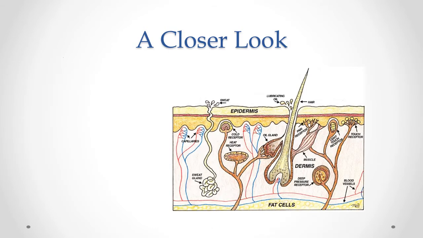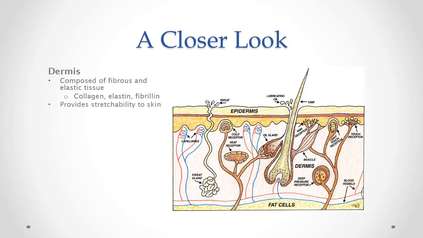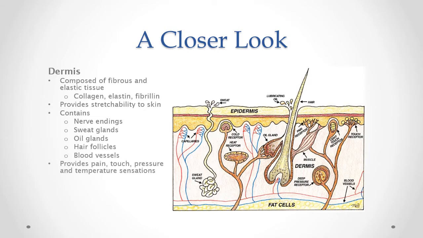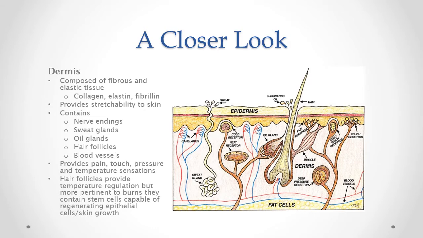to infection. So let's take a closer look at the dermis, that middle layer of our skin, right? It is composed of fibrous and elastic tissue, primarily collagen, elastin, and fibrillin. It provides stretchability to the skin. As we age, of course, we lose collagen and elastin, which makes our skin even stretchier. And it contains nerve endings, sweat glands, oil glands, hair follicles, blood vessels, and it provides pain, touch, pressure, and temperature sensations. The thing that I want to draw your attention to is this sentence right here.